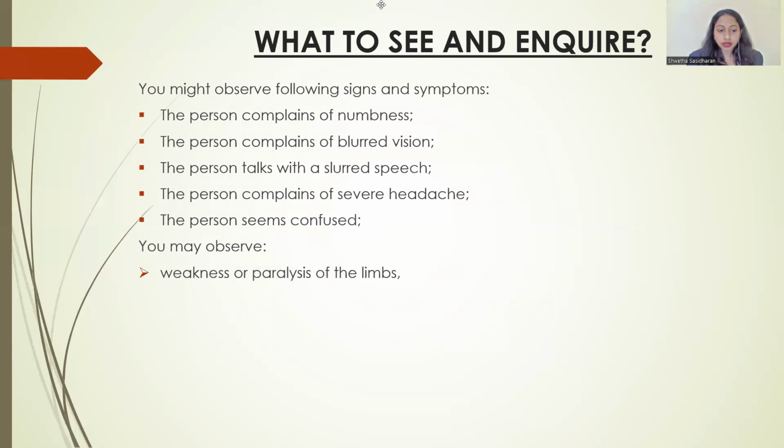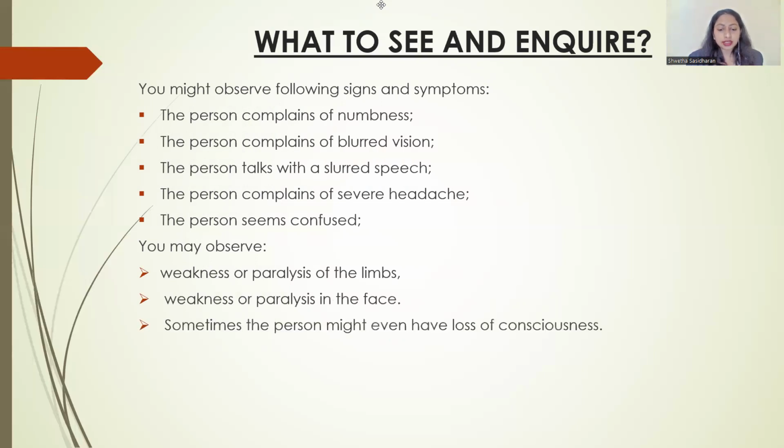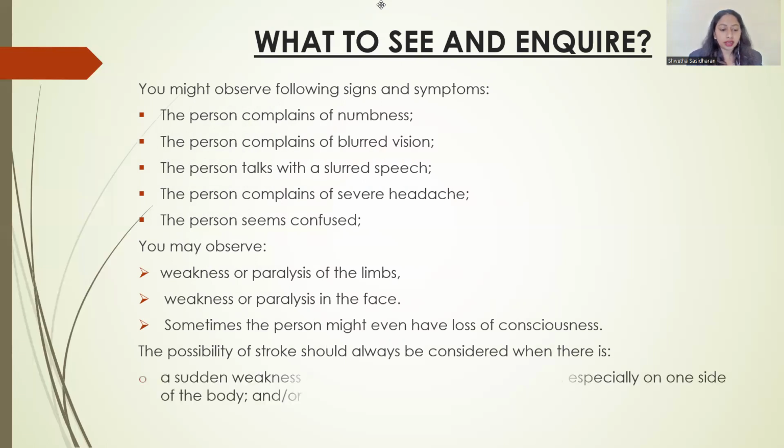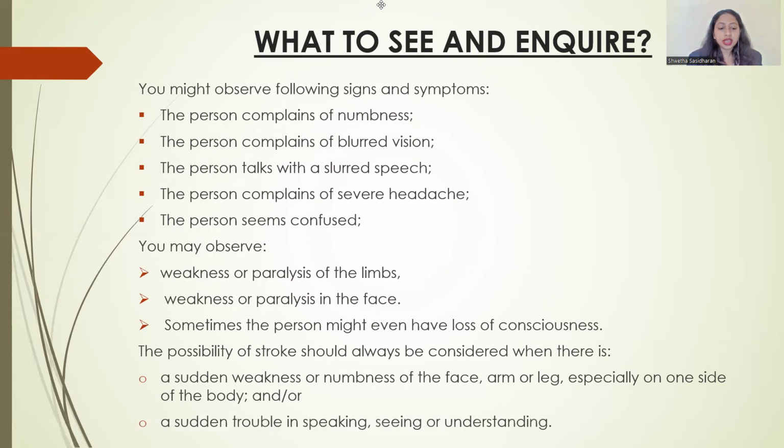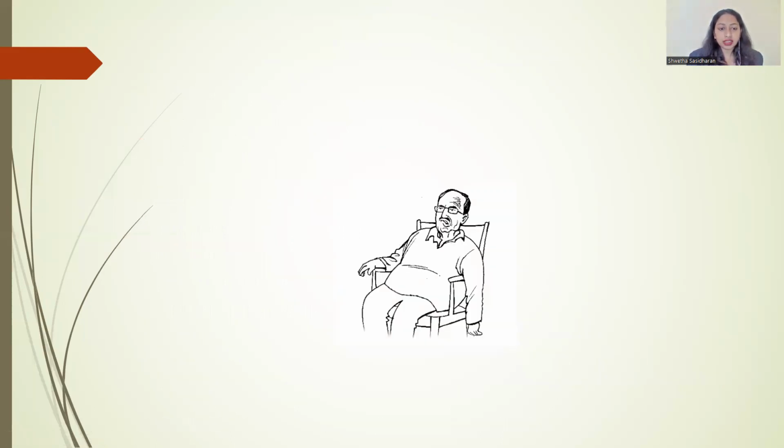So what do you have to observe? Weakness or paralysis of the limb, or over the face as well. Sometimes they have loss of consciousness also. So the possibility of stroke should be considered when a sudden weakness and numbness of the face, arm, and leg, especially on one side of the body, has been observed, or a sudden trouble in understanding what is happening and even in standing, making their faces droop.